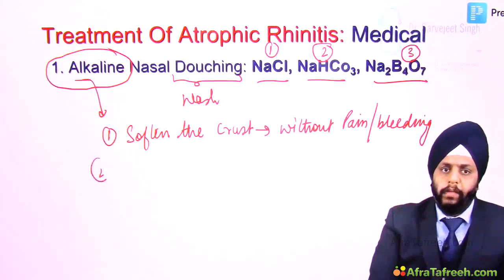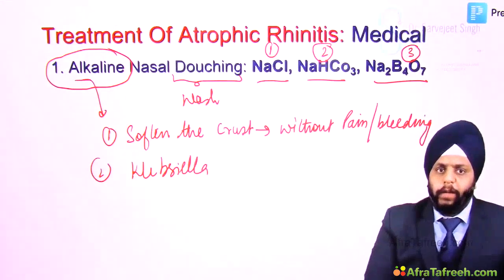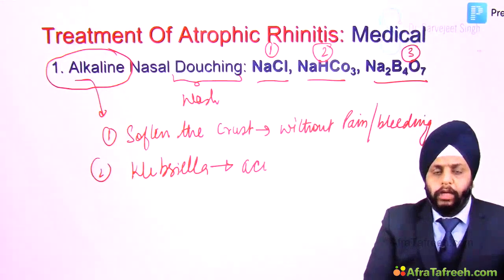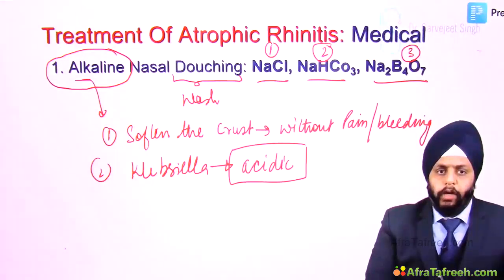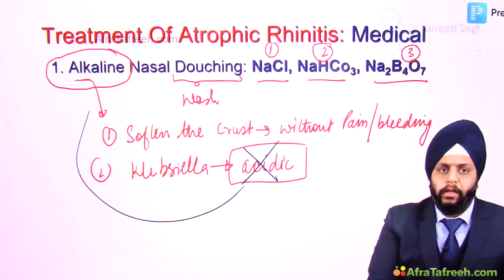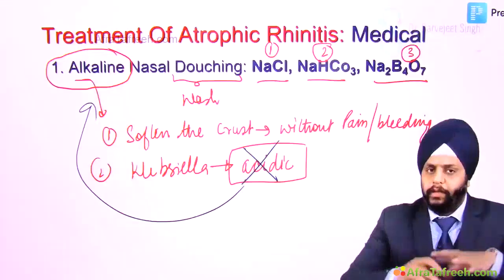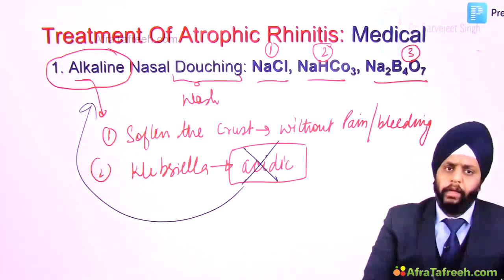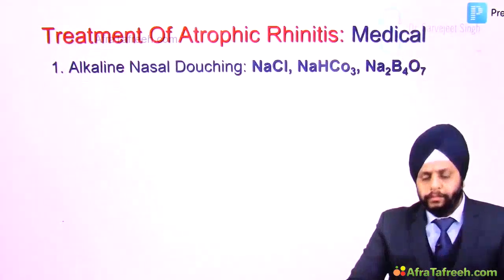Number two, remember Klebsiella. So remember the microbiology. This Klebsiella, it grows in acidic environment. Okay, so now what we are doing? We are changing this environment from acidic to alkaline and we are stopping the growth of Klebsiella. Right? Okay, so that was number one, first aim, to remove the crust.